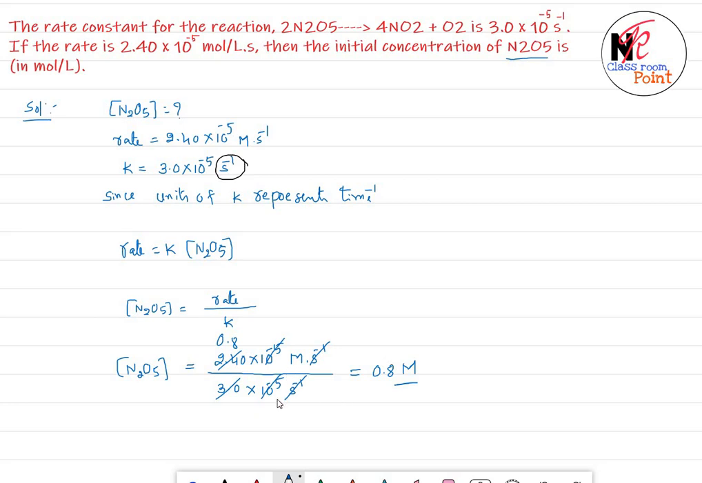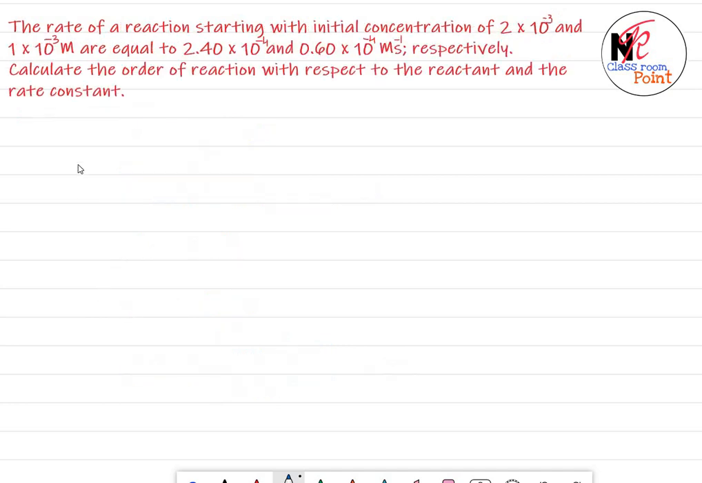Now let us go for another question. The second question is: the rate of reaction starting with initial concentrations of 2 into 10 power minus 3 and 1 into 10 power minus 3 molarity are equal to 2.4 into 10 power minus 4 and 0.6 into 10 power minus 4 molarity per second respectively. Calculate the order of the reaction with respect to the reactant and the rate constant.